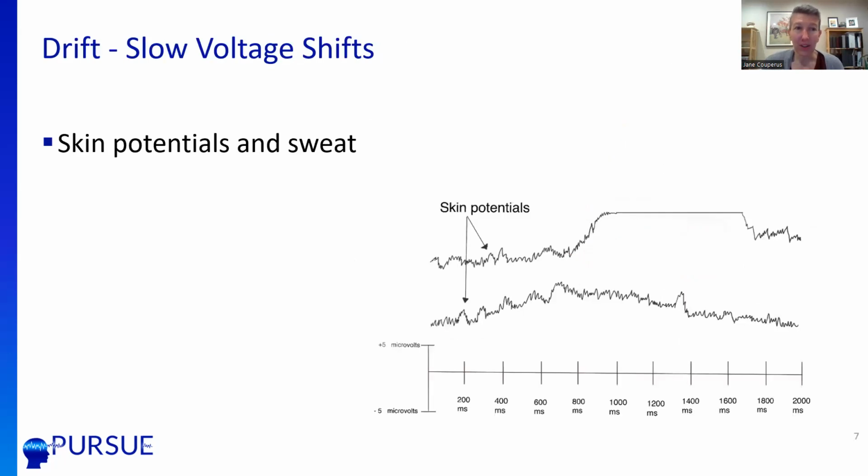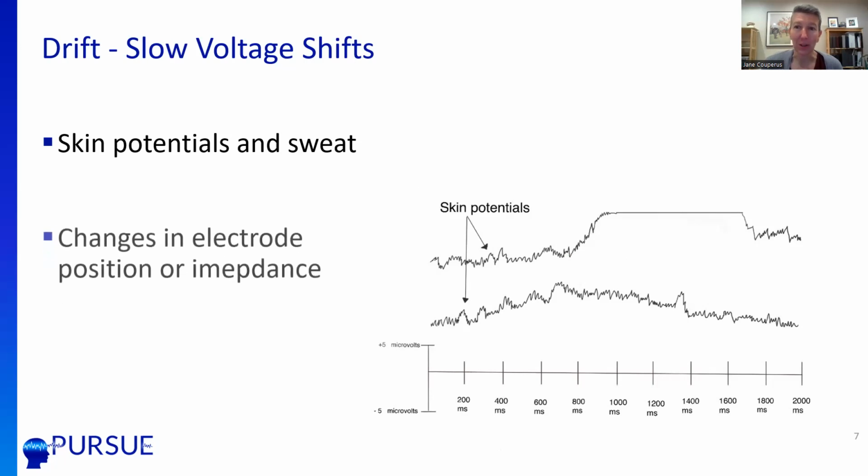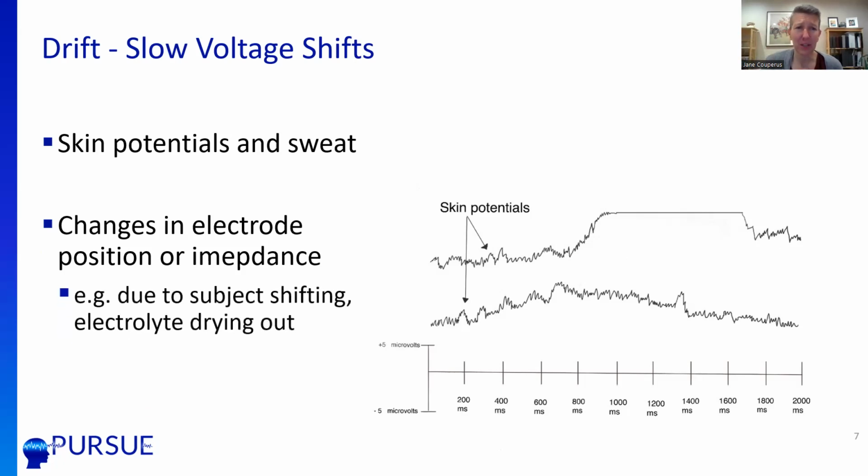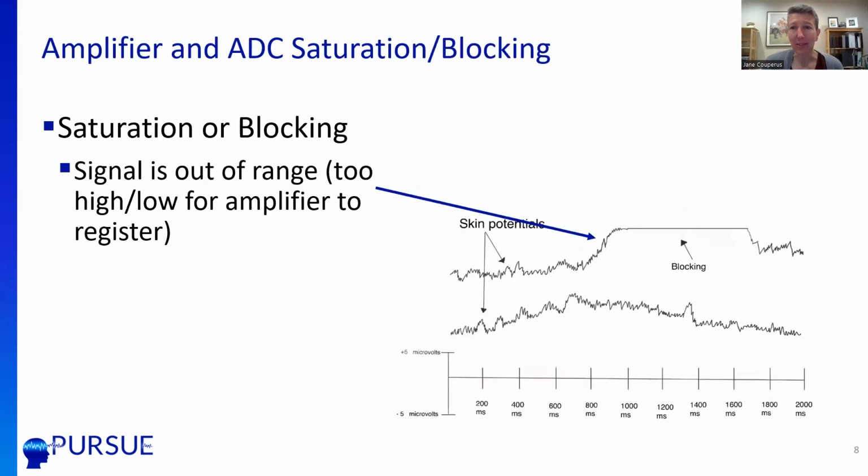You can also have slow drift, skin potentials and sweat. When you get hot, it actually impacts the impedance you have, and it will change your data, and there'll be some slow drift. And so that can be something that you care about because it will drift out of range or drift just enough that from trial to trial it's different. It can be due to the subject moving around or your electrolytes drying out, many different reasons.